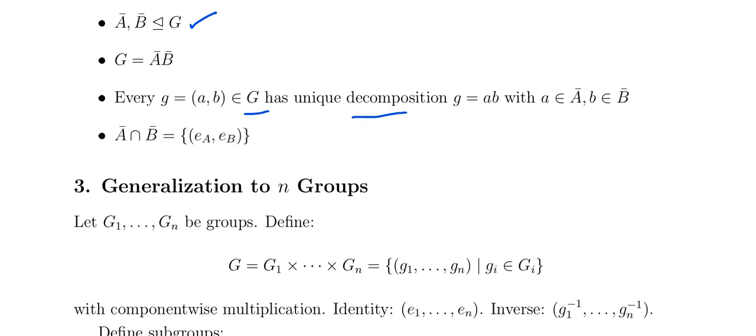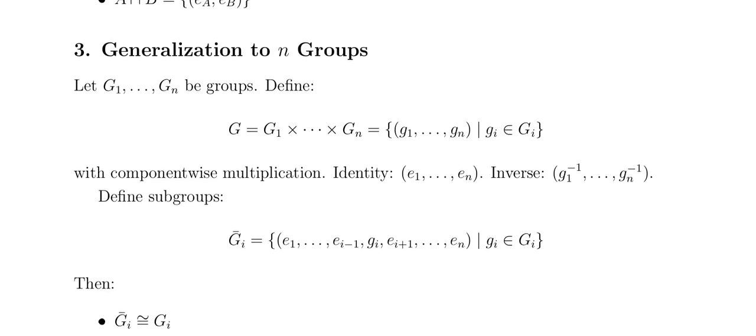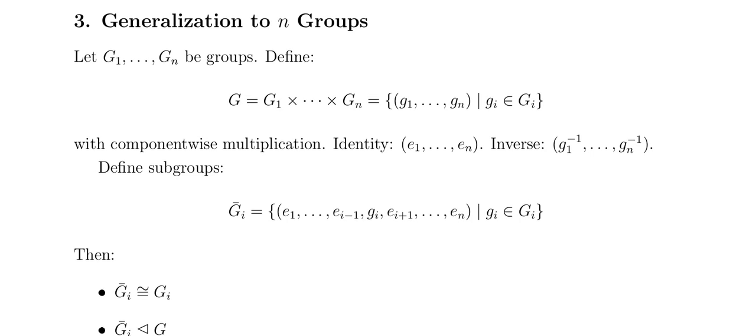And generalization to n groups, already we have seen for two groups. When we generalize to n groups, we can define like this: G1 cross G2 and so on Gn. The collection of (g1, g2, ..., gn), gi belongs to Gi, with the component multiplication. The identity and inverse, this is the identity and this is the inverse. So what we did for A cross B, we define for G1, G2, Gn. That's all the idea.